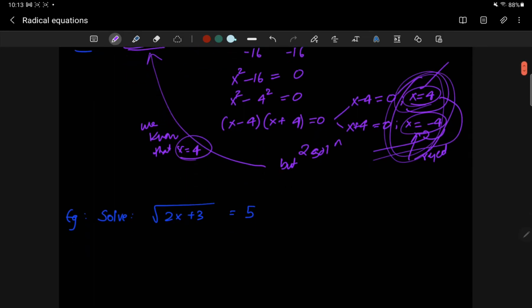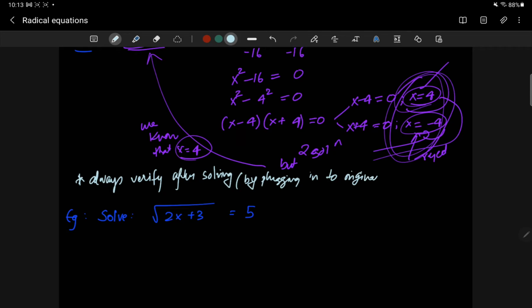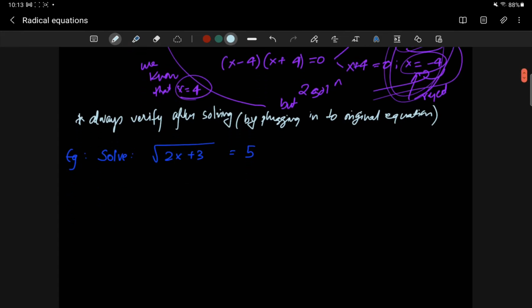The point here is that for radical equations, and in general it's always a good rule, but especially for radical equations, always verify after solving, by plugging into the original equation. This is because when you square, you create new or extra solutions, which may or may not actually be solutions. Let's look at some examples.